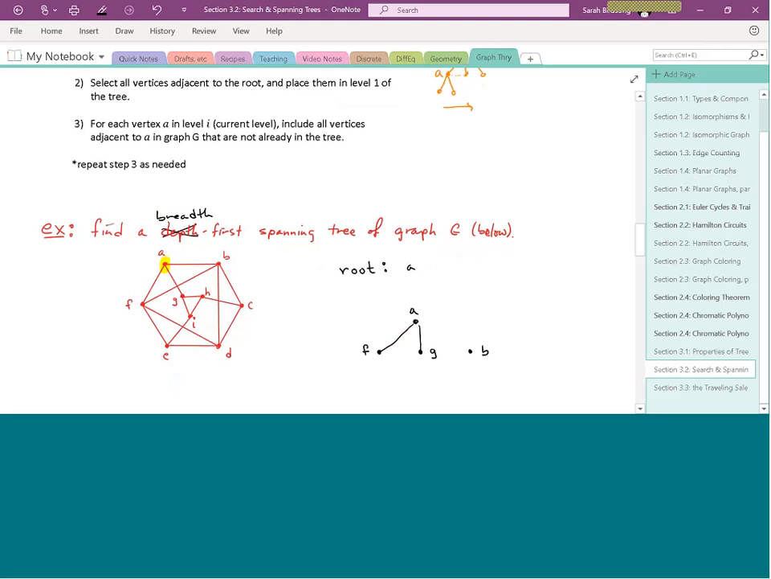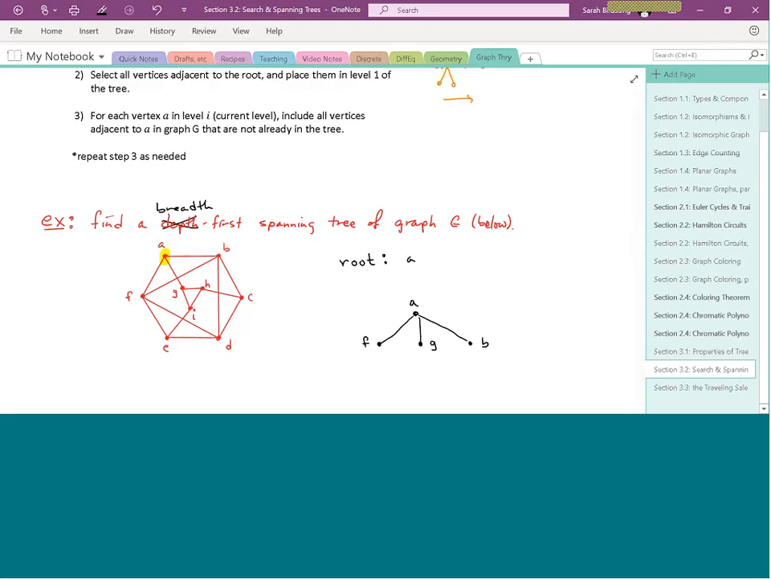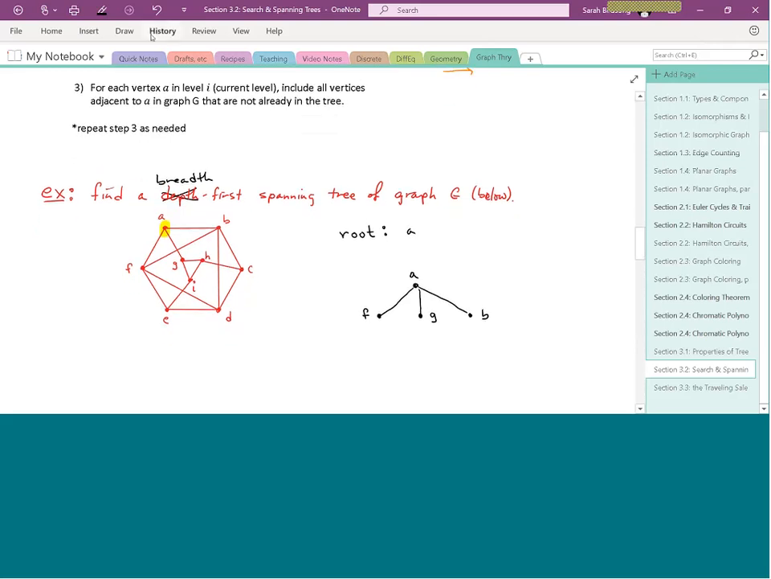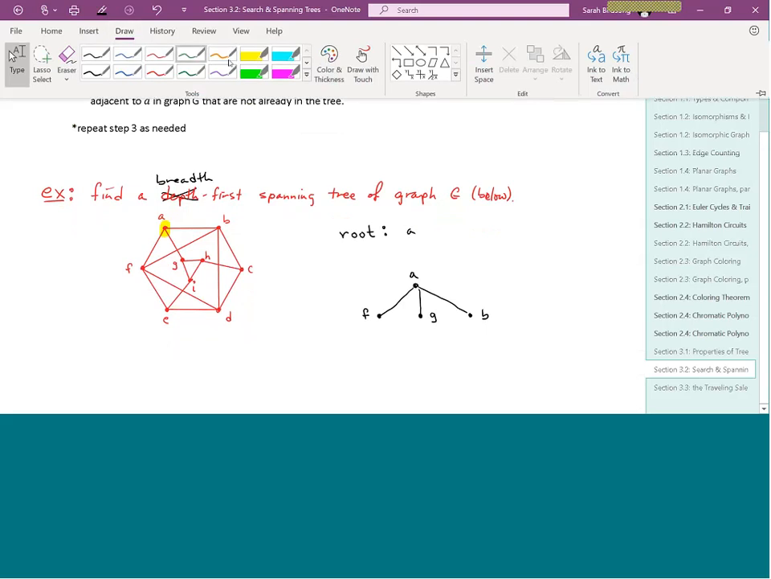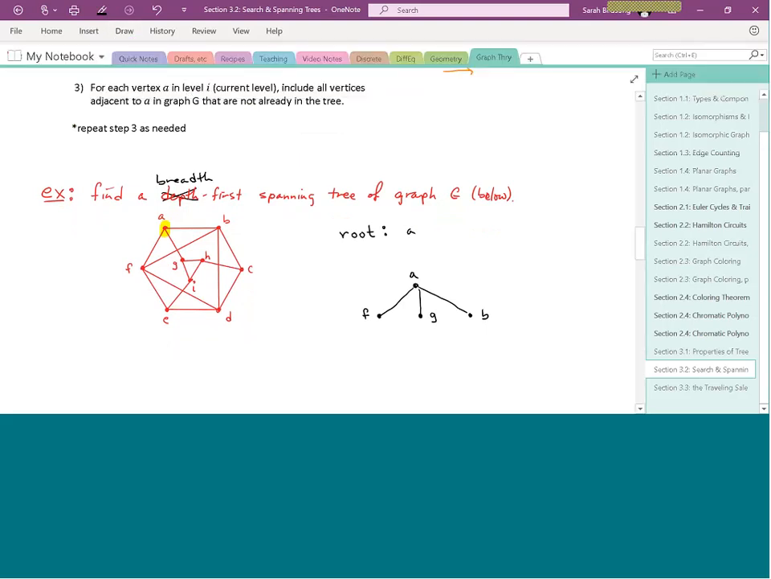connect in. Now, some people like to go ahead and as they're building this spanning tree, we go and highlight the edges in the graph itself. I'll be honest, I don't normally do that with a breadth first spanning tree. I do it normally with a depth first, but it doesn't matter. You can totally do it in either case.